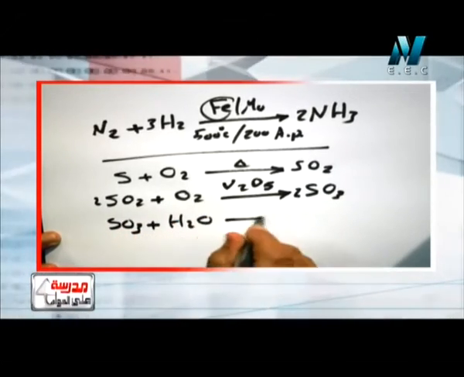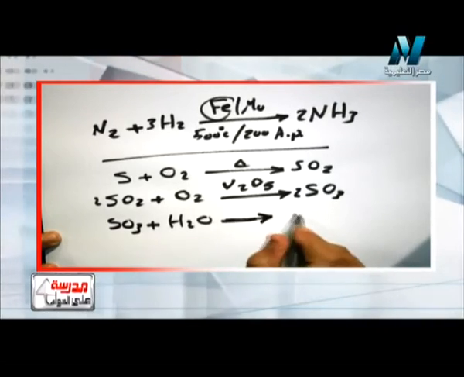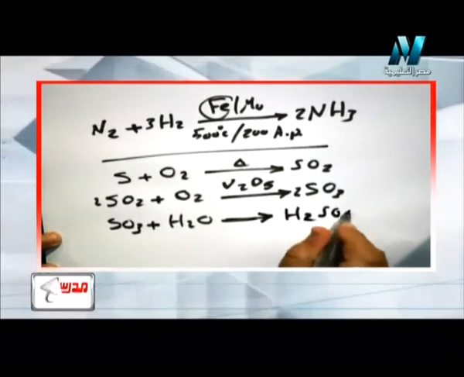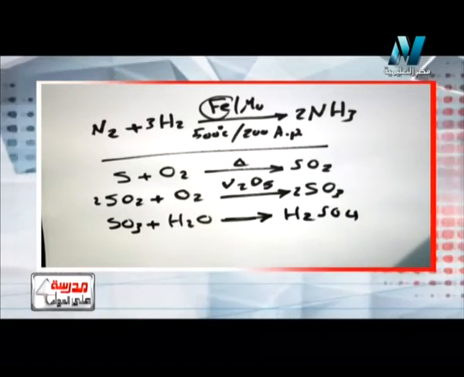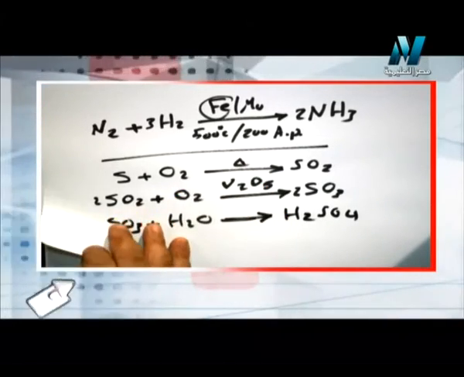This is called the contact process, one of the processes of preparing sulfuric acid, H2SO4, in industry. So we also used vanadium pentoxide, V2O5, as a catalyst. Actually, the word contact is due to the contact between the two gases, sulfur dioxide and oxygen, on the surface of the catalyst.